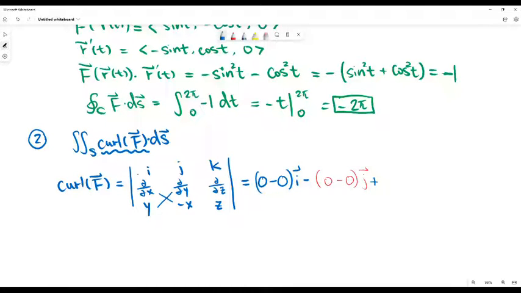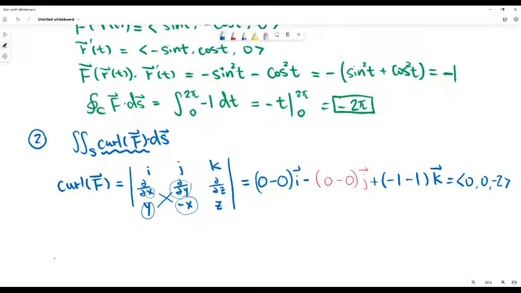And then the last one, for the k component, I need these two diagonals. The partial derivative of negative x with respect to x would be negative 1. The partial derivative of y with respect to y would be positive 1, but we need to subtract them. So the curl that we need to integrate for this vector field is just 0, 0, negative 2. And we are doing this surface integral.